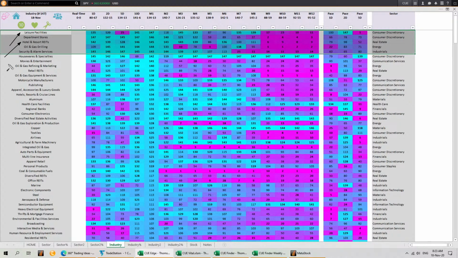Hotel, resorts, rates. These two were very heavily negatively affected by COVID-19, and now for a while they are pretty strong. Department stores was also affected by COVID-19, and oil and gas drilling was also affected, you may say, because people were not traveling so much. So the industries that are rotating in favor were all affected by COVID-19.